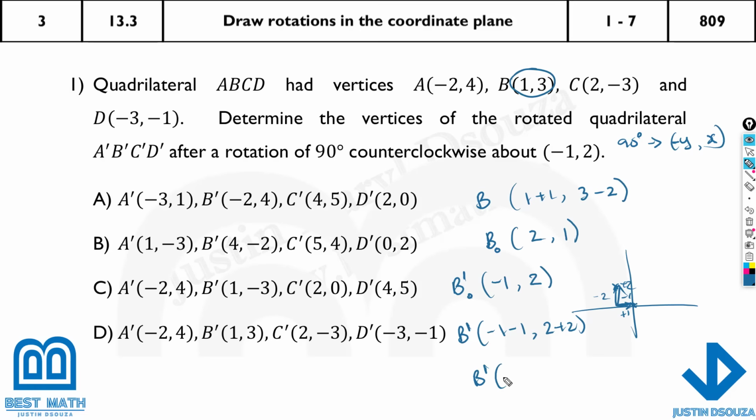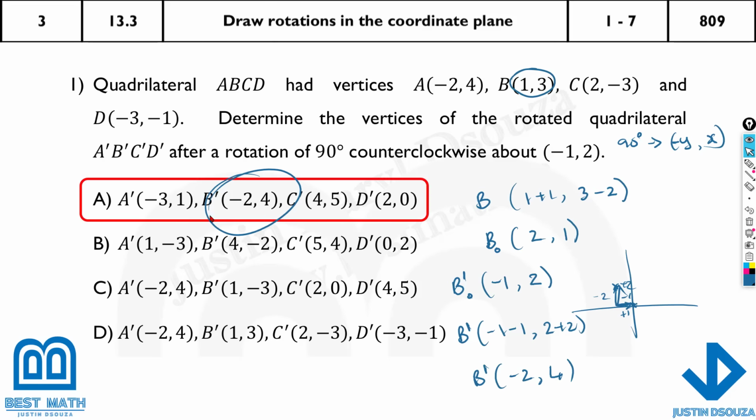So B prime here would be -2 and 4. So this is the correct answer. It should be -2 and 4. Yeah, that's it. Let's check whether we have it. Yes, this is the correct answer. No other option has that point. So we can see that option A is correct.